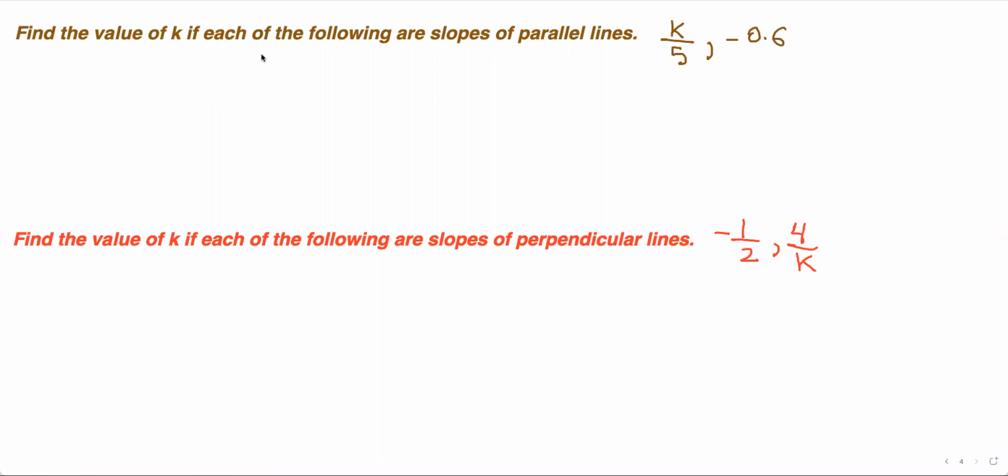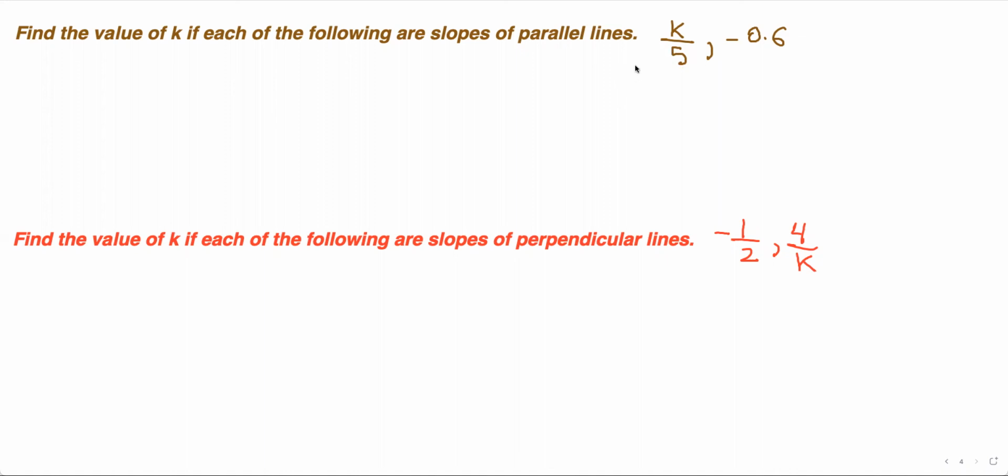Find the value of k if each of the following are slopes of parallel lines. So basically, they're saying you have two lines and you're given both of their slopes. Now you want to find k, to make these two lines parallel. So you're trying to find the value of k such that when you divide k by 5, you should get negative 0.6. That guarantees these two lines are parallel, because both slopes are the same.